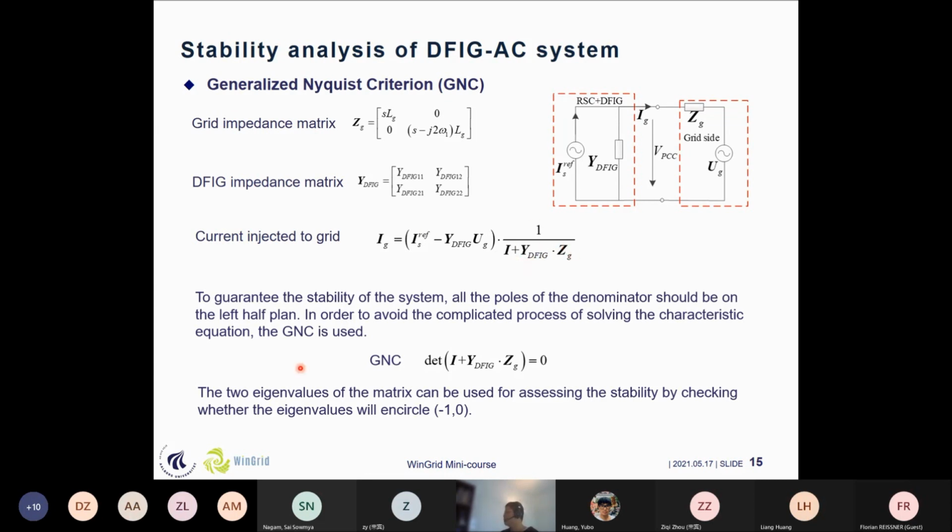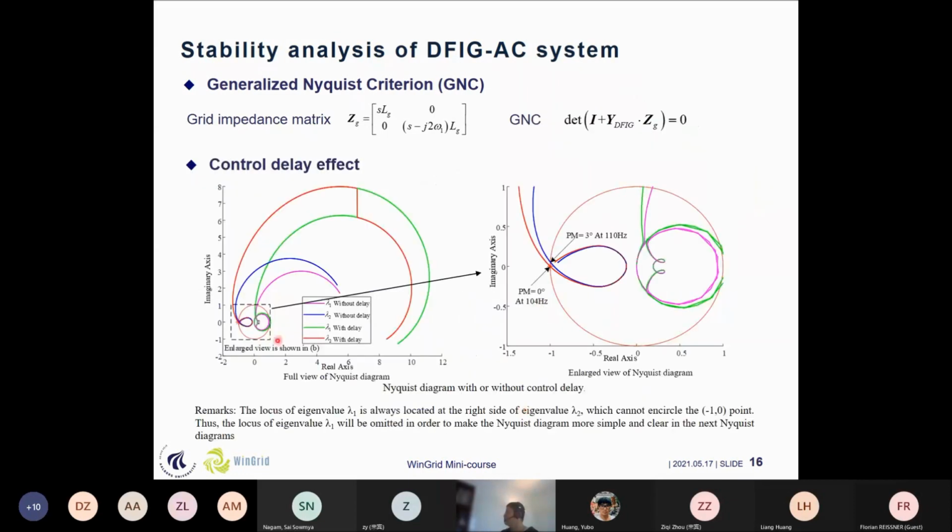So the generalized Nyquist criterion uses the determinant of this 2x2 matrix, and then we can get the 2 eigenvalues of the matrix for assessing the stability by checking whether the 2 eigenvalues will encircle the -1. So this is the generalized Nyquist criterion. And here I am going to give some examples of how to use it.